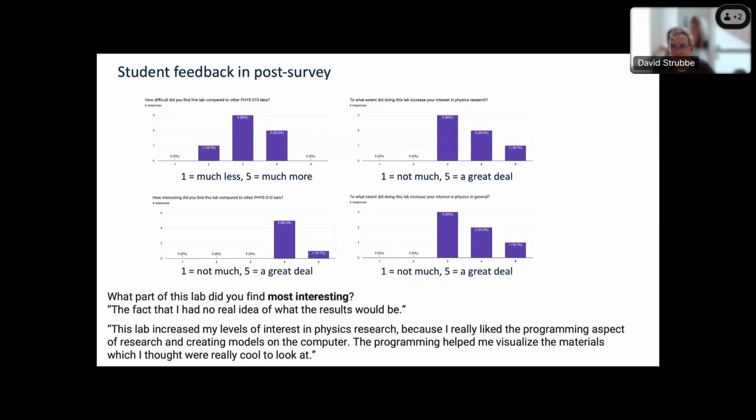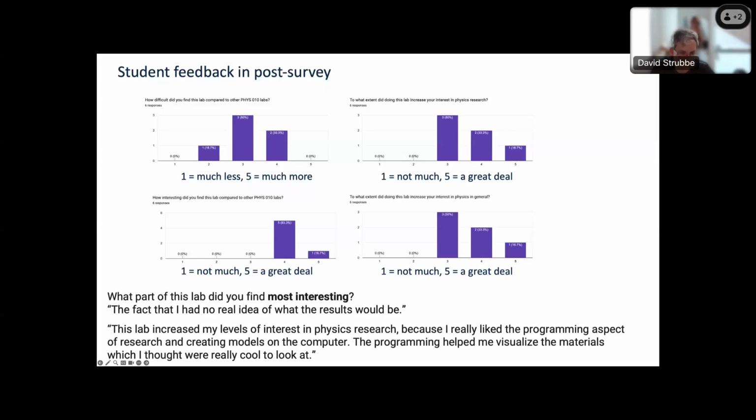Here's an example more of the feedback part here. So I surveyed the students and they said in general that they found that this lab was actually about the same in difficulty as the other ones, which is fine, that it either increased or left similar their interest in physics research. They found it much more interesting than the other labs, which was good, and that it either increased or left similar their interest in physics in general.